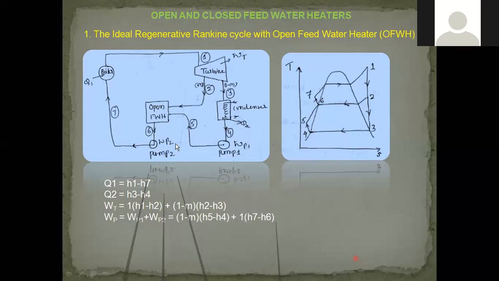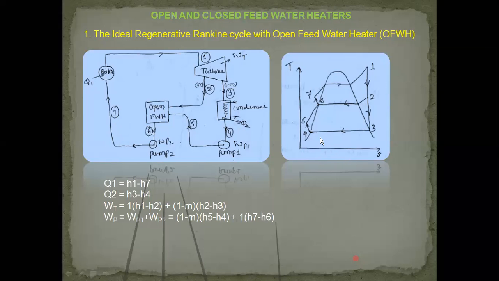Now from 6, it again enters a pump and is pumped to pressure P1, point 7, and at condition 7 it enters the boiler. This point is a subcooled liquid state. From point 7, it enters the boiler and gets heated up to superheated steam. So the amount of heat addition in the boiler is only from 7 to 1.